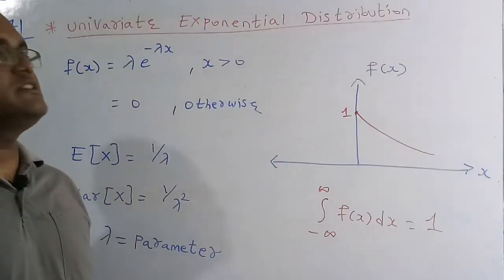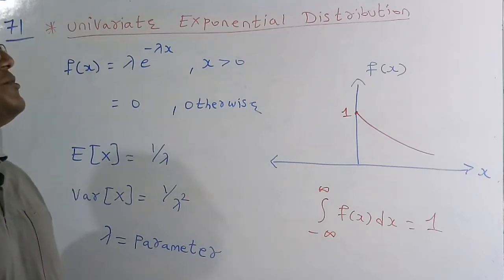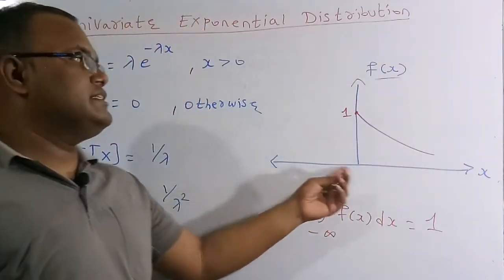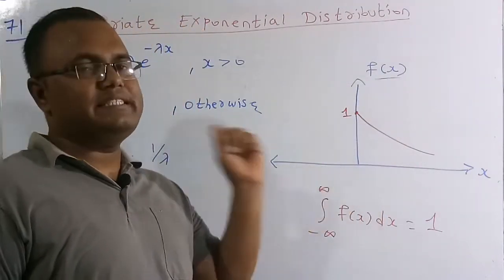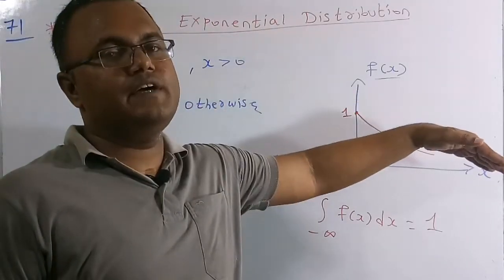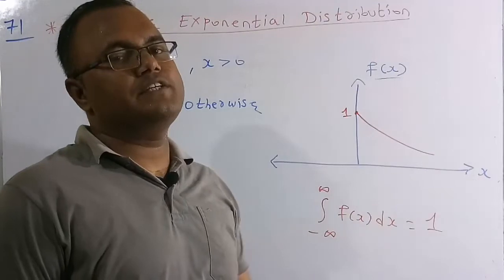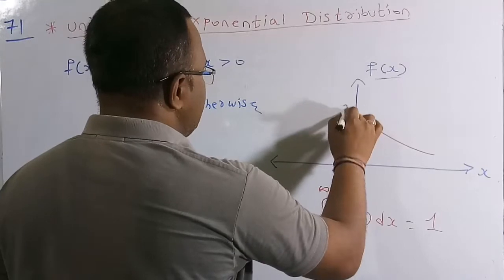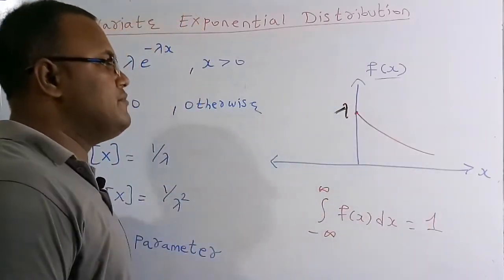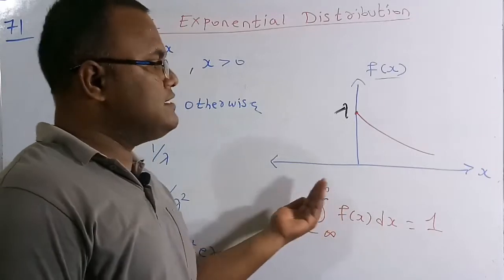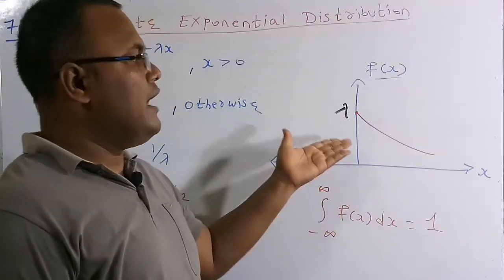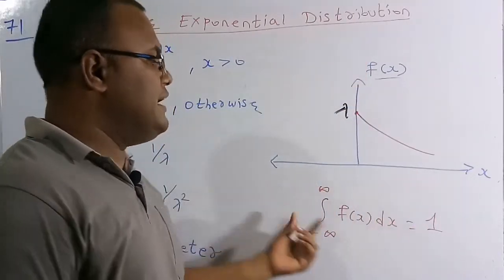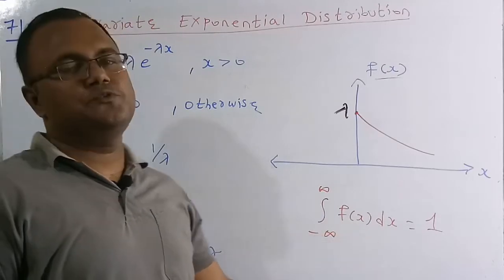Now we are going to discuss the univariate exponential distribution. Whenever f of x has this type of graph, for x less than 0 its value is equal to 0, and for x greater than 0 it is decaying exponentially. At x equal to 0 we get the value lambda. So for x less than 0 its value is 0, and for x greater than 0 it is a decreasing exponential. I already told you the area under the probability density function should always be equal to 1.